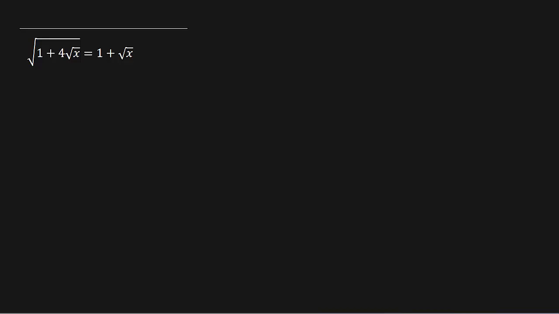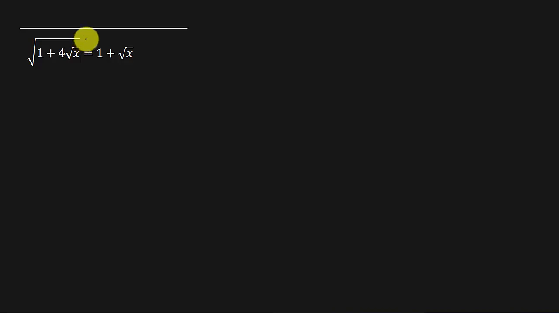Got a problem here to solve. It looks difficult, but it's really pretty easy. So let's go ahead and get started. All right, so we've got the square root of 1 plus 4 square root of x equals 1 plus the square root of x. So what we're going to do here, we've got radicals.